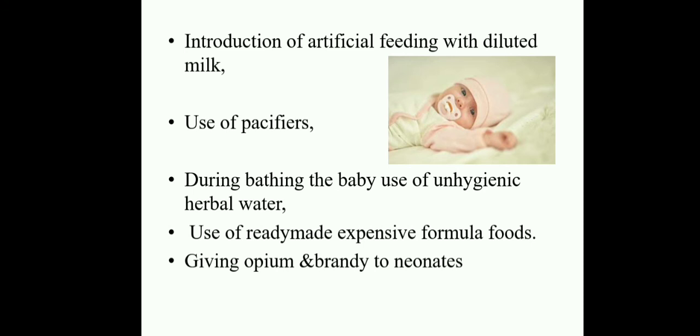And the next one is using unhygienic herbal water for bathing the babies, such as neem water and some leaves. That is also an unhygienic herbal bath and should be avoided. And use of ready-made expensive formula foods, meaning milk powders and so on, should also be avoided. Breast milk is best for the babies. And they give opium and brandy to the neonates.